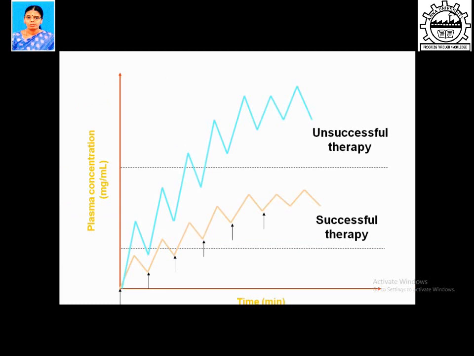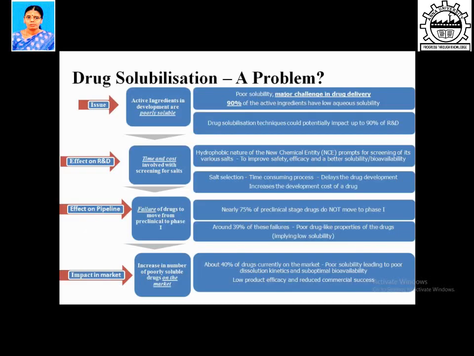Another very important problem with drug delivery is that most of the drugs are either weakly acidic or weakly basic in nature. Many of the drugs have poor solubility in water, and this poor solubility is a major challenge in drug delivery. And 90% of the active ingredients have low aqueous solubility. So drug solubilization is a very important criterion. There are already existing mechanisms, but each has its own advantages and disadvantages. Out of all, nanotechnology gives an excellent solution to the solubility of the drug.